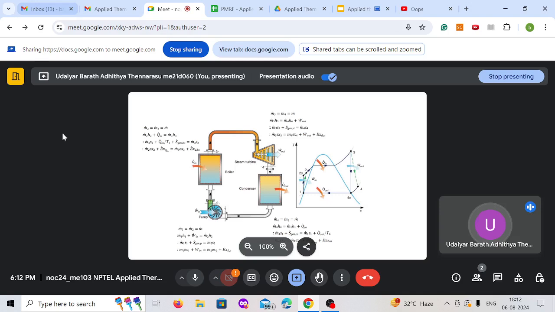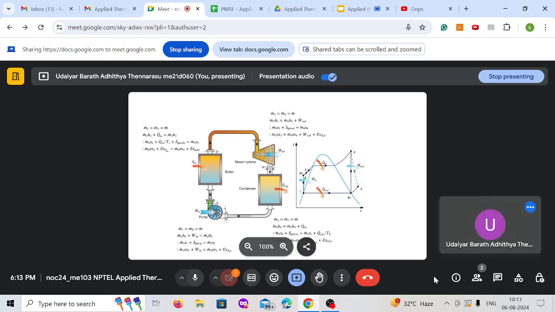So we have a pump which pumps the fluid from state 1 to 2, or 2s in an ideal case. And then in a boiler, we add heat and we convert it to steam. So that steam is then passed through a turbine which expands, and then we condense it in a condenser and then bring it back, and it goes through the cycle again.